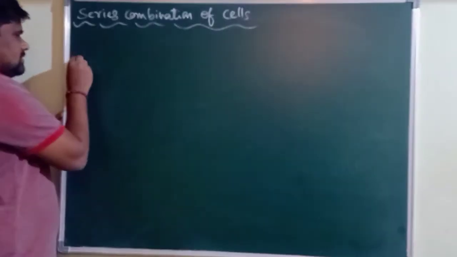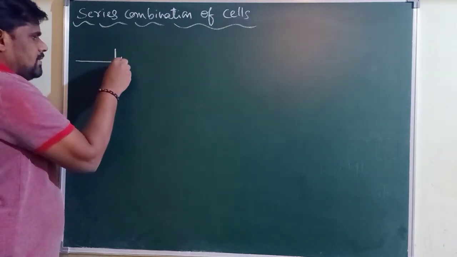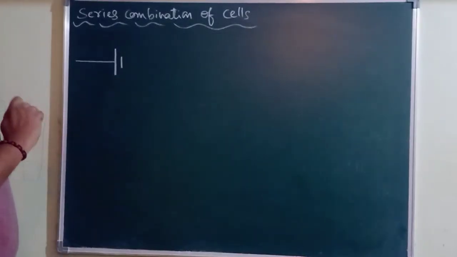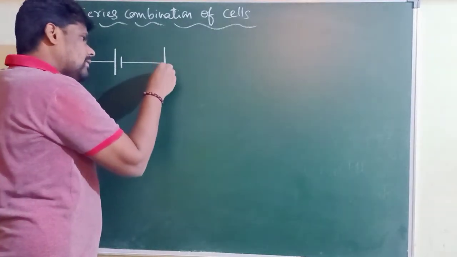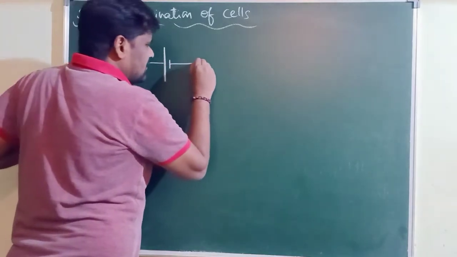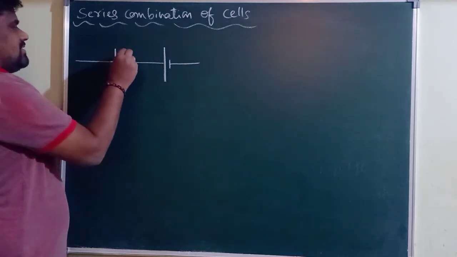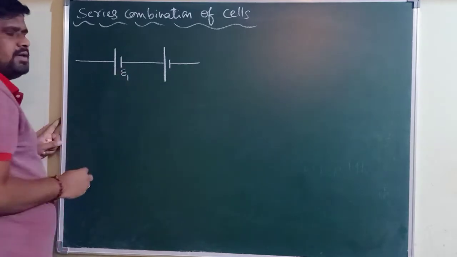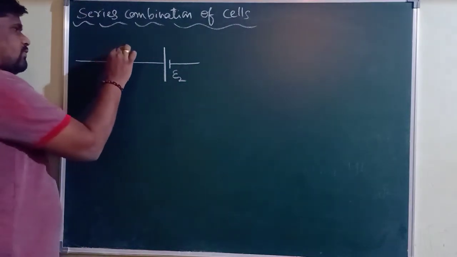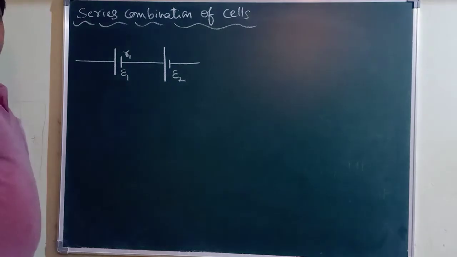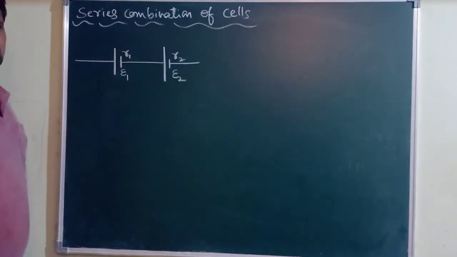Let me take two cells. The first cell of EMF E1 and internal resistance R1 is connected in series with another cell of EMF, say, E2, and internal resistance R2. The first cell has EMF E1, the second cell has EMF E2, the internal resistance of the first cell is R1, the internal resistance of the second cell is R2, and these cells are connected in series.